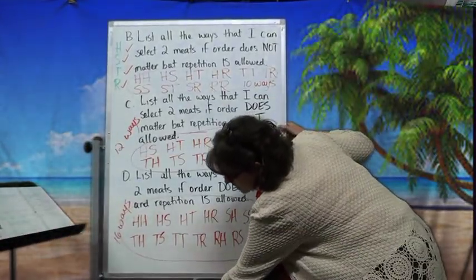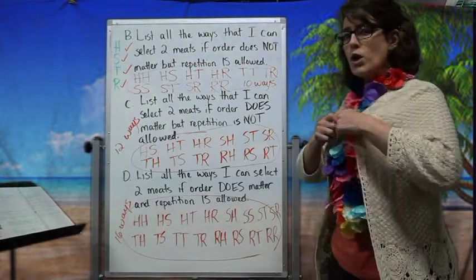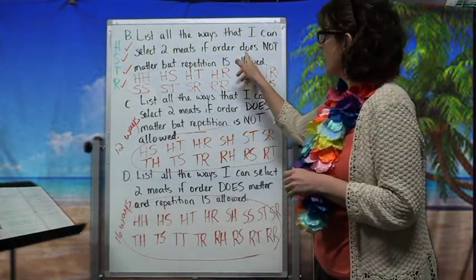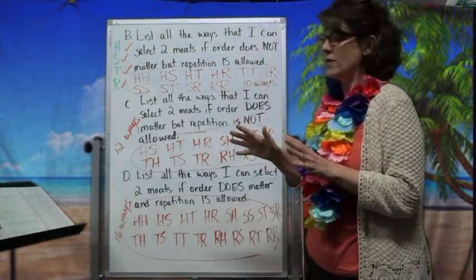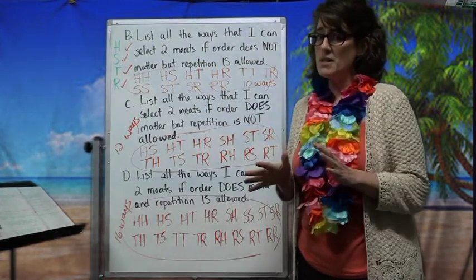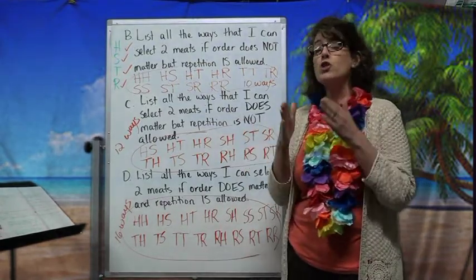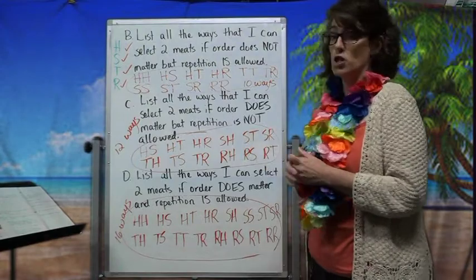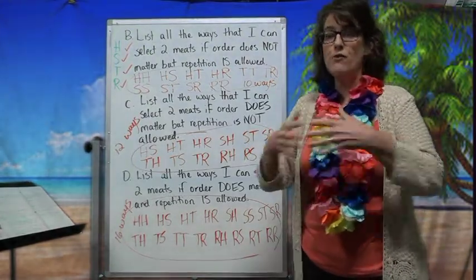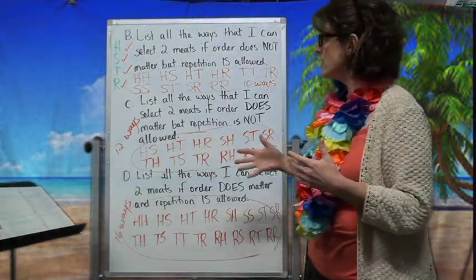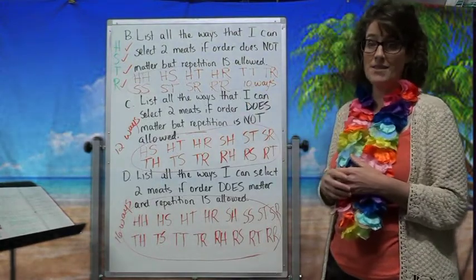Now flipping over to this, we're lightening up on our restrictions because now we're saying, okay, order still doesn't matter. So ham, salami, salami, ham is the same thing. So even though it feels freeing, it restricts stuff. But repetition is allowed. Now we can throw in double the meats. We freed ourselves up. And you can see we went from 6 ways to 10 ways.